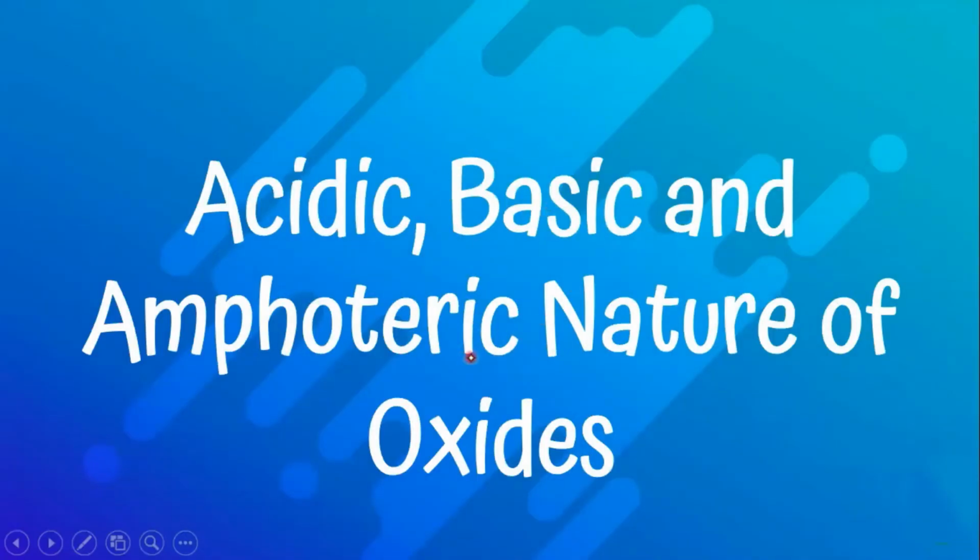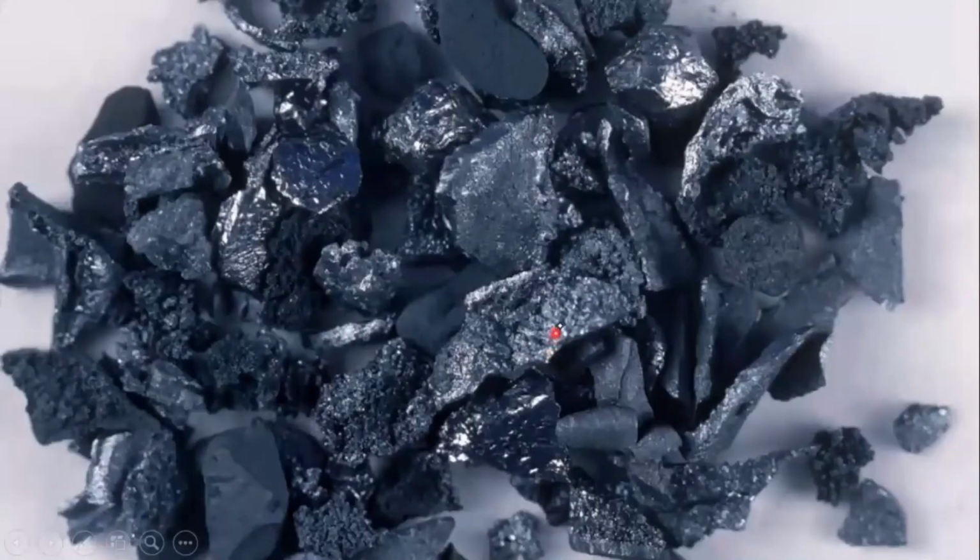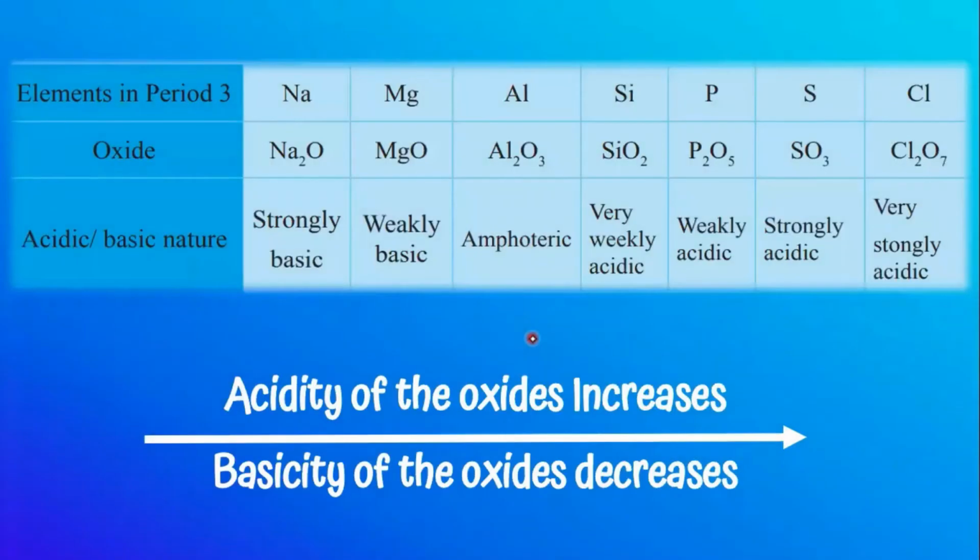Acidic, basic and amphoteric nature of oxides. Elements in period 3 and oxides. Acidic and basic nature of the oxides. Elements in period 3: sodium, magnesium, aluminium, silicon, phosphorus, sulfur and chlorine. This is sodium oxide and this is magnesium oxide, aluminium oxide, silicon oxide, like that.